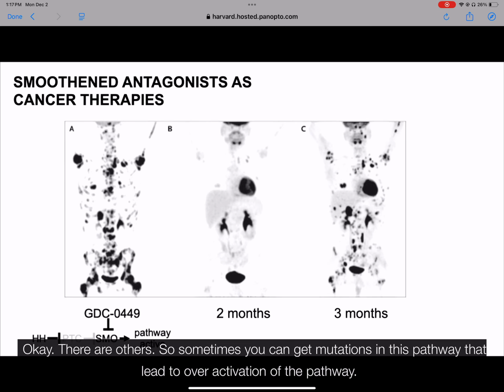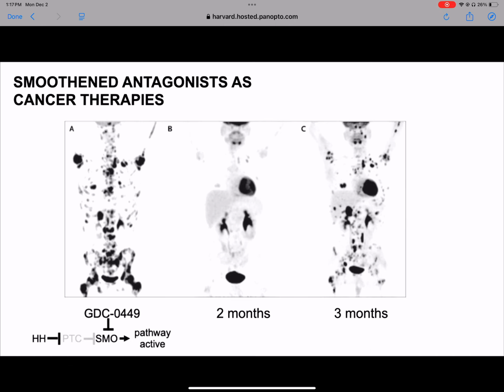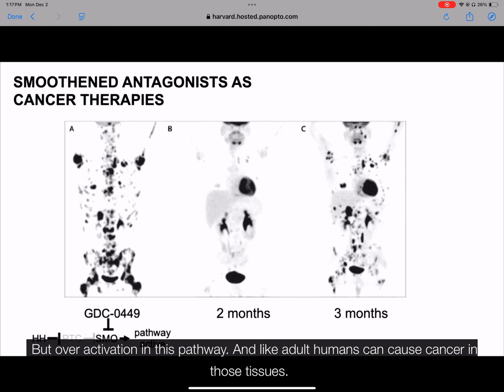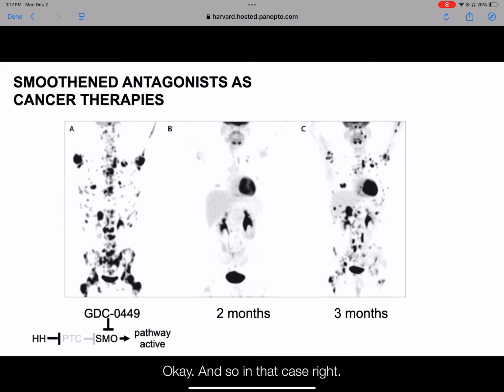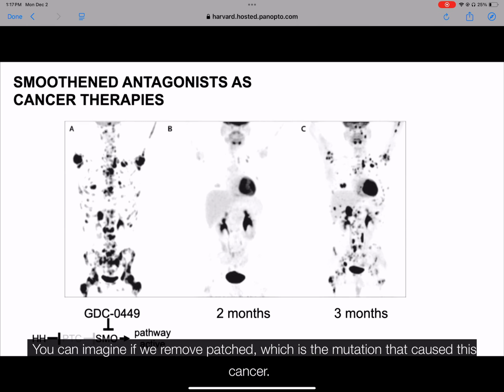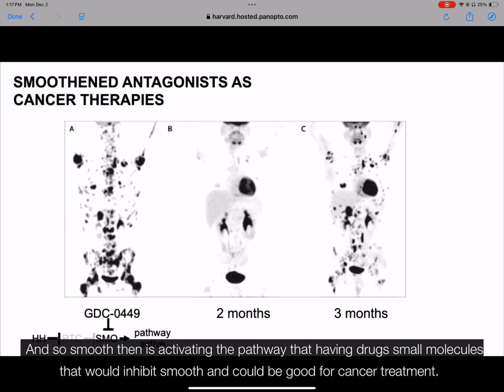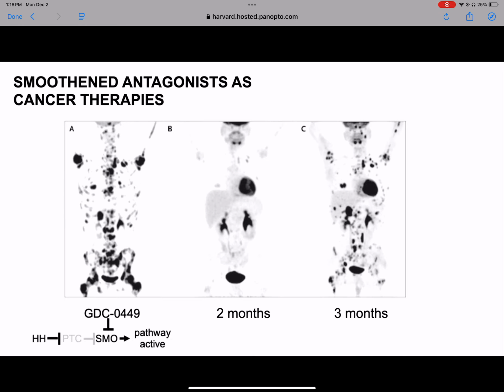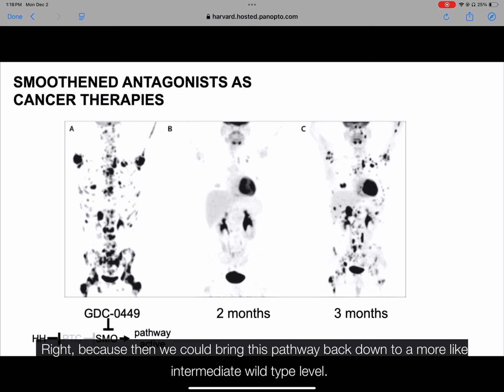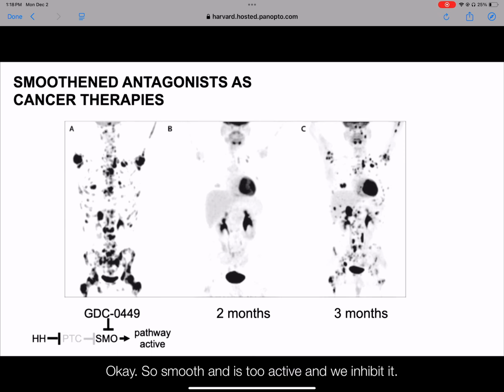Okay. There are others. So sometimes you can get mutations in this pathway that lead to overactivation of the pathway. Right. We saw that kind of in the cuticle example in development, but overactivation in this pathway in adult humans can cause cancer in those tissues. Okay. And so in that case, right, you can imagine if we remove patched, which is the mutation that caused this cancer in this case, nothing inhibits smoothened, so smoothened is activating the pathway. Having drugs, small molecules that would inhibit smoothened could be good for cancer treatment, right? Because then we could bring this pathway back down to a more intermediate wild type level. Okay, so if smoothened is too active and we inhibit it, we can bring it back down.